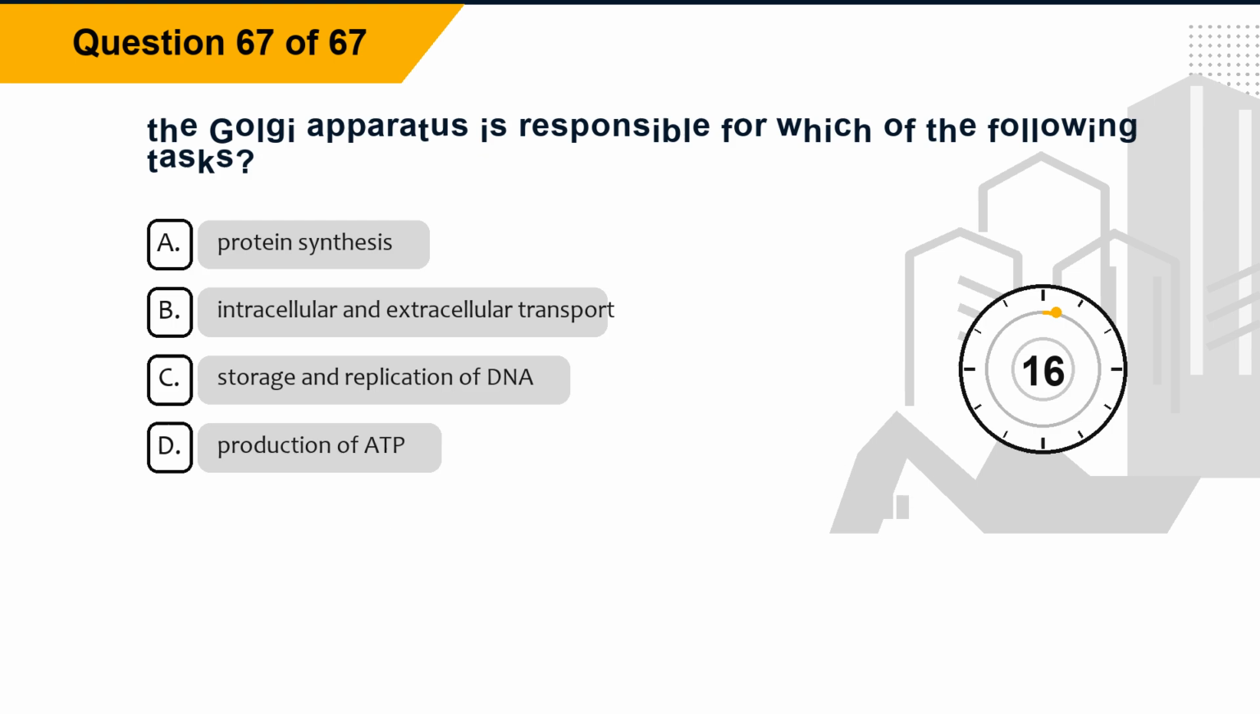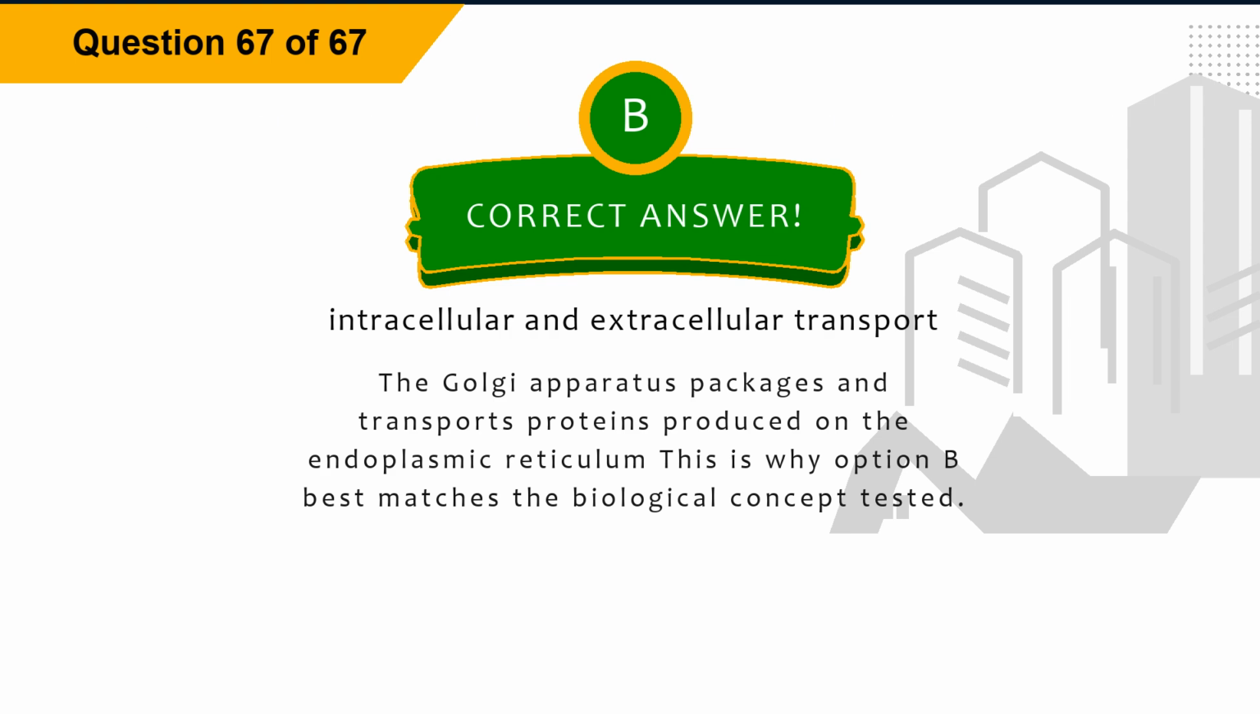Question 67. The Golgi apparatus is responsible for which of the following tasks? Option A, protein synthesis. Option B, intracellular and extracellular transport. Option C, storage and replication of DNA. Option D, production of ADP. The correct answer is option B, intracellular and extracellular transport.